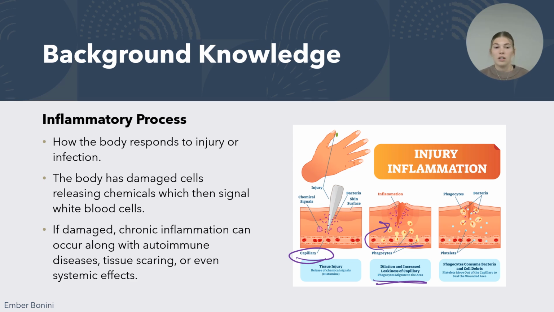These are sending a signal to white blood cells so that they can commit phagocytosis and eat and mark the damaged cells. It's also showing how, depending on the stimulus they receive, is how they go through phagocytosis. And if the inflammatory process is damaged, it can cause things like chronic inflammation, autoimmune diseases, tissue scarring, or even systemic effects.